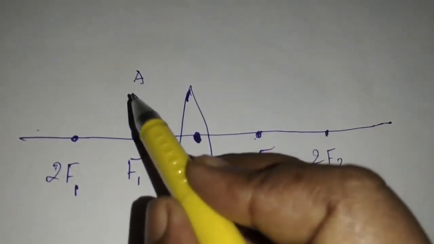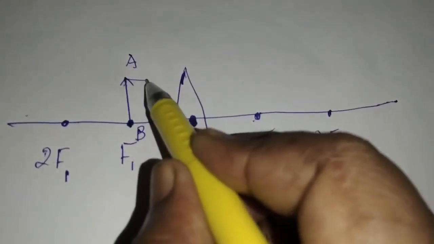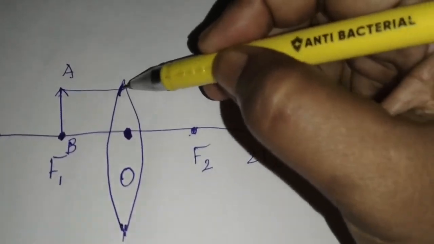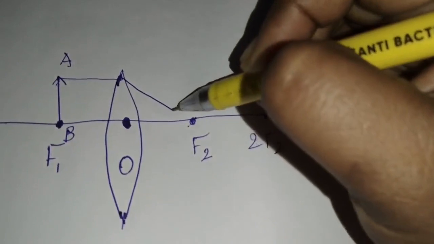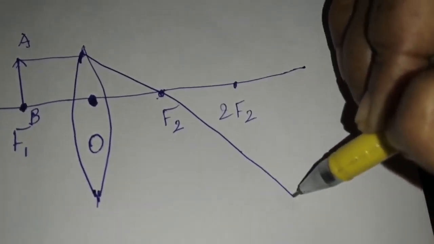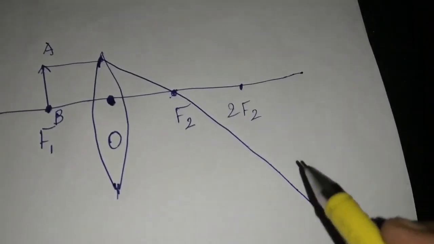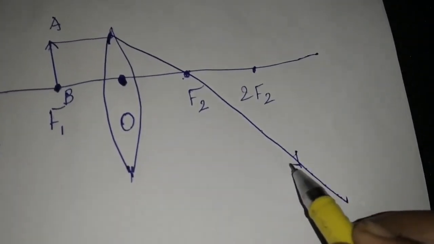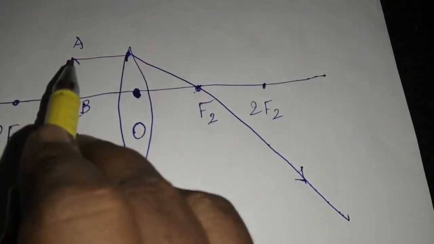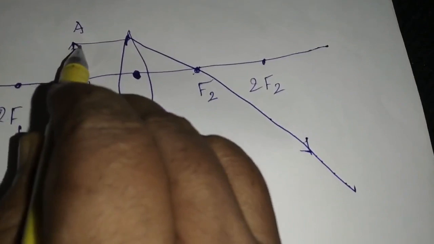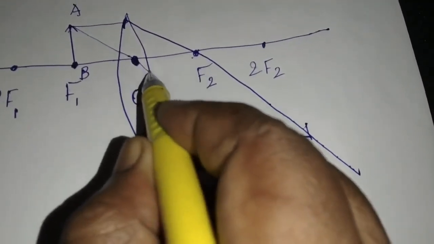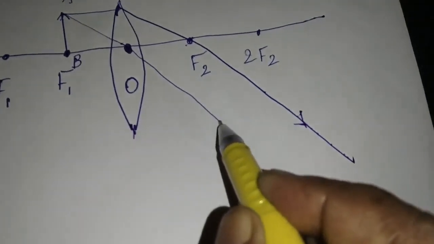So first rule, the ray which is parallel to the principal axis, after refraction, will go to the principal focus on the other side of the lens. So this is the first ray. And then second one, when a ray passes through the optic center without any deviation, it goes on continuing.